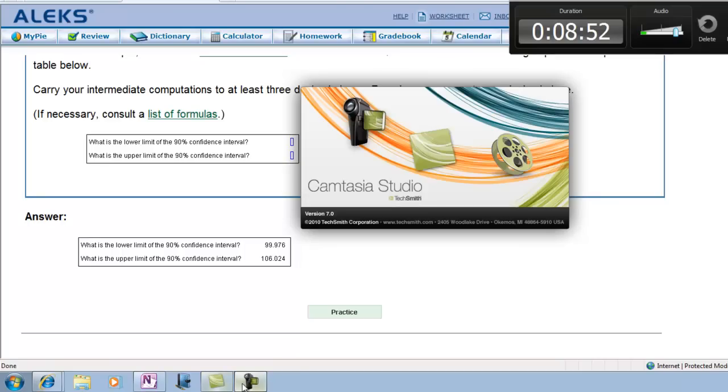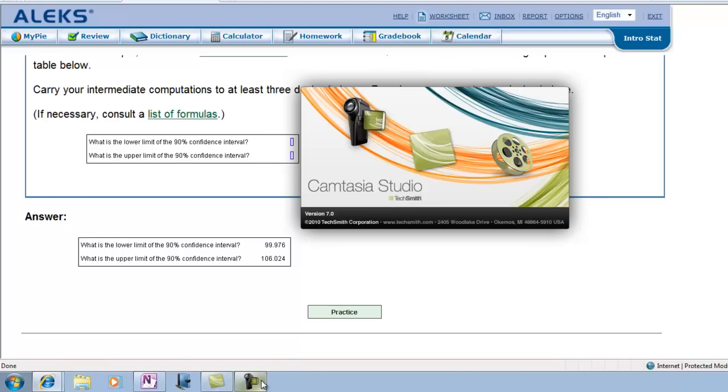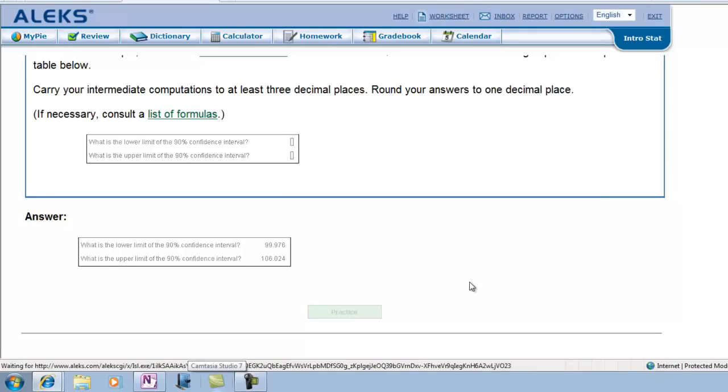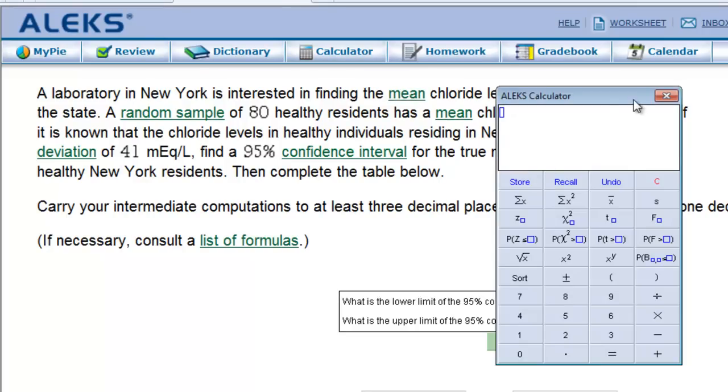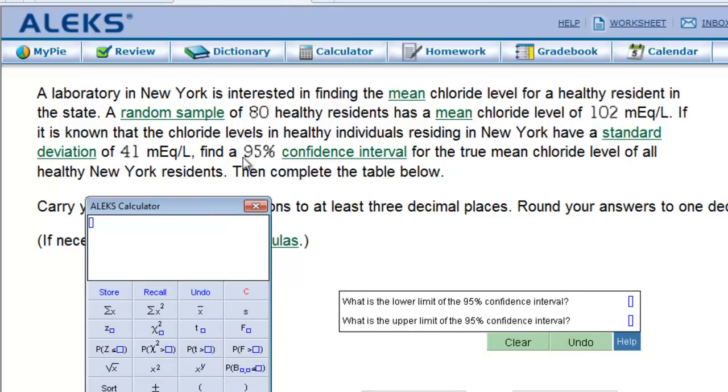I should have time for one more because I can do these pretty quickly. So let's do another practice. A laboratory in New York is interested in finding the mean chloride level for a healthy resident in the state. A random sample of 80 healthy residents has a mean chloride level of 102. If it is known that the chloride levels in healthy individuals residing in New York have a standard deviation of 41 MEQs per liter, find a 95% confidence interval.